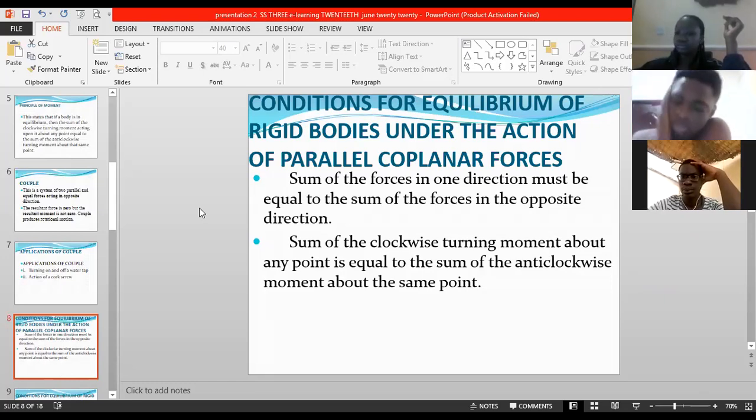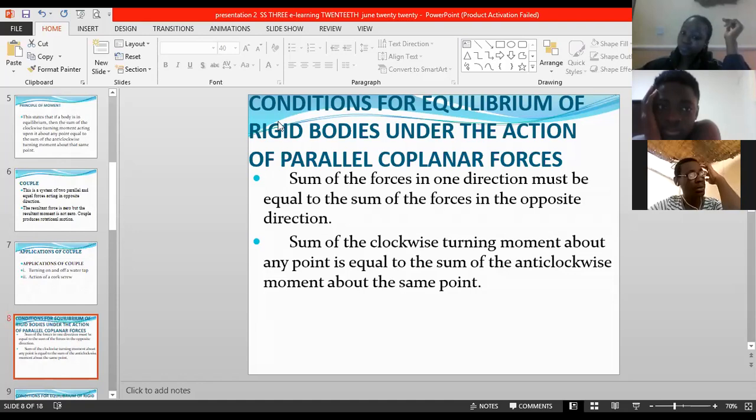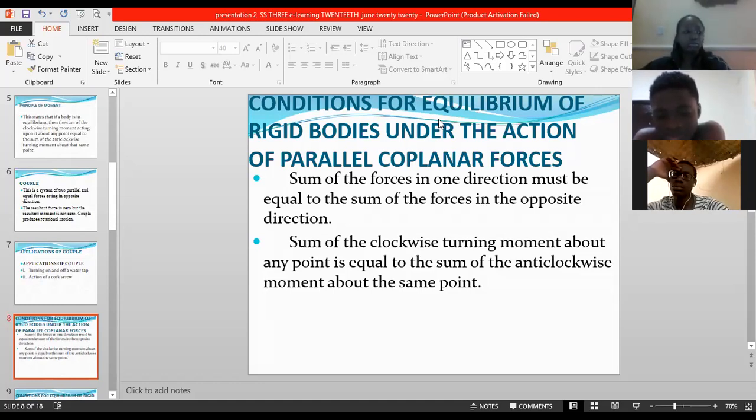Okay. Coplanar forces are forces that act on the same plane. Forces that are acting along the same plane are coplanar forces. Forces that are acting along the same line are collinear forces. They may ask you, what are collinear forces? We say collinear forces are forces that act on the same line. And what are the forces that act on the same plane? Coplanar.